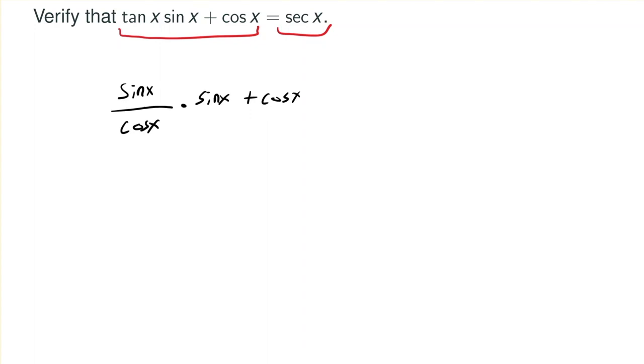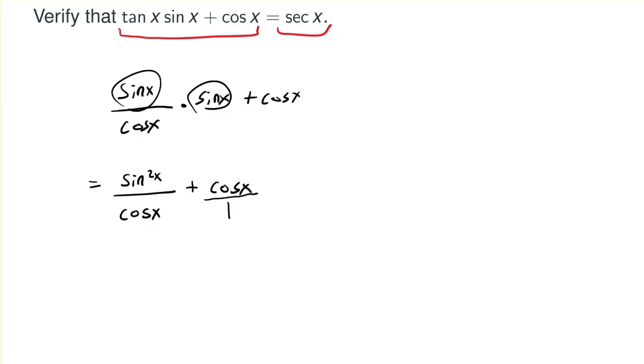So let's move on. So here we can do sine times sine. So we have sine square over cosine x plus cosine x. Now, how can we add this? In order to add this fraction and non-fraction, we can think of this as actually cosine over 1. Right? Same thing, cosine x over 1 is the same as cosine.